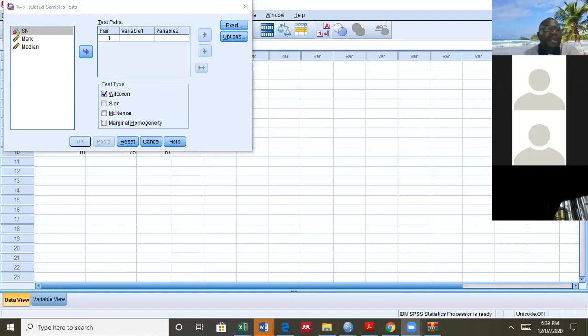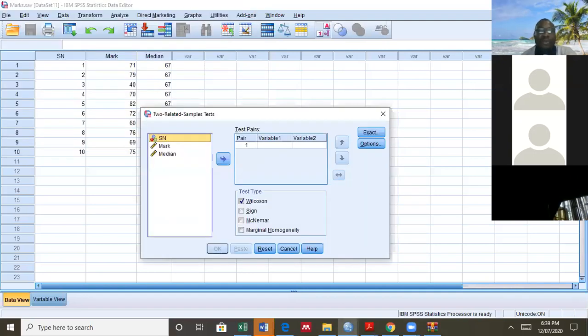Now move them. Select both of them, just select and move it. When you move it, it will automatically move the median into the second, as if it's the second variable. You can select both of them together. Click on both of them.